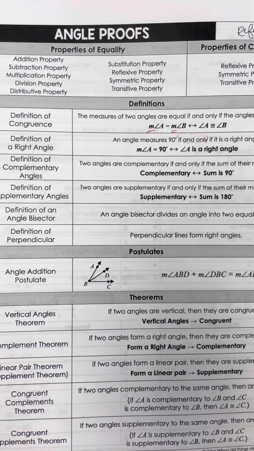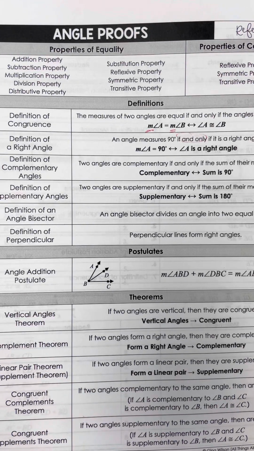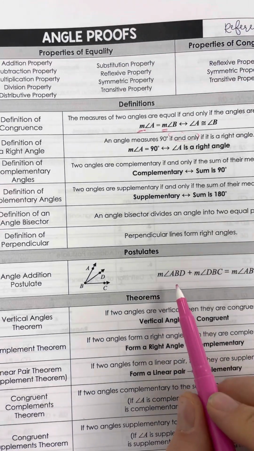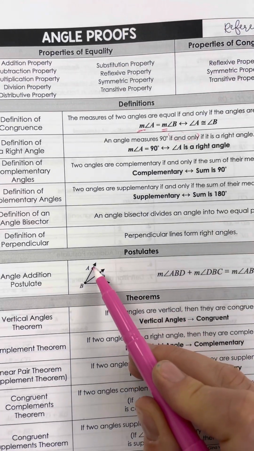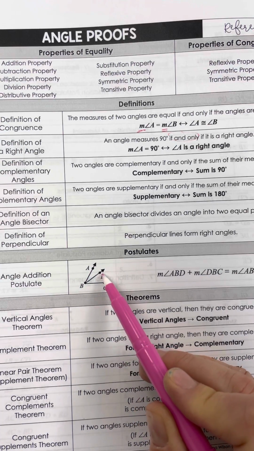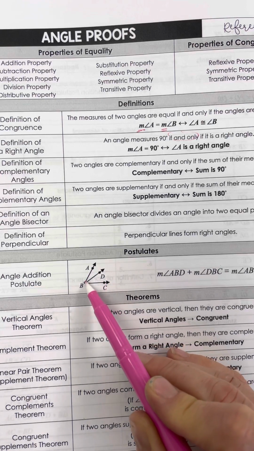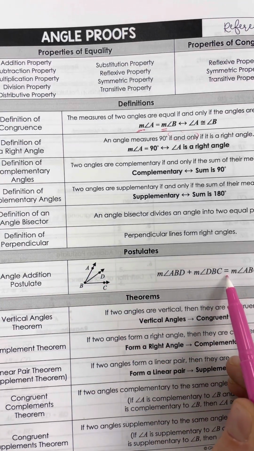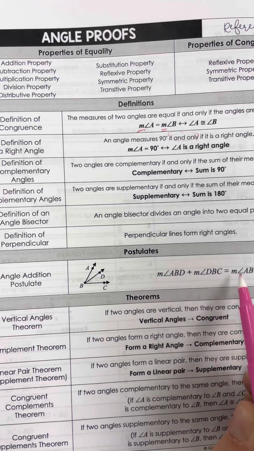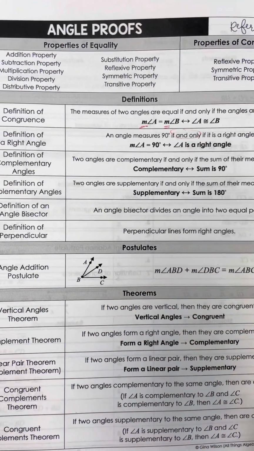In the postulate column, the big postulate that we had was the angle addition postulate, very similar to the segment addition postulate. And notice what this allows me to say. The measure of angle ABD plus the measure of angle DBC is equal to the measure of angle ABC. Notice when we're in equality mode, I must have the measure included before each angle.